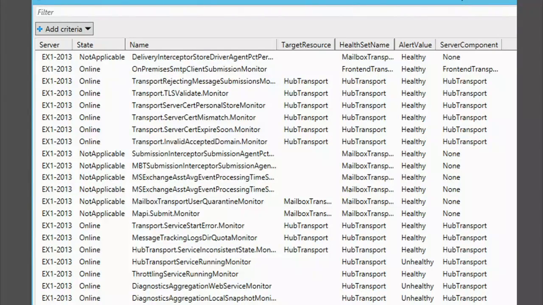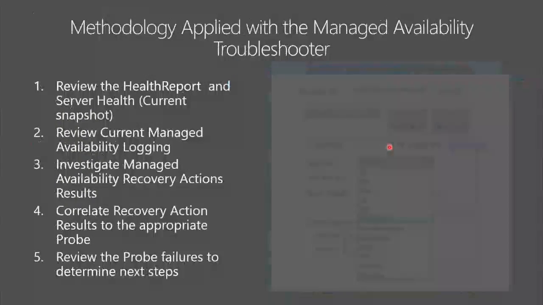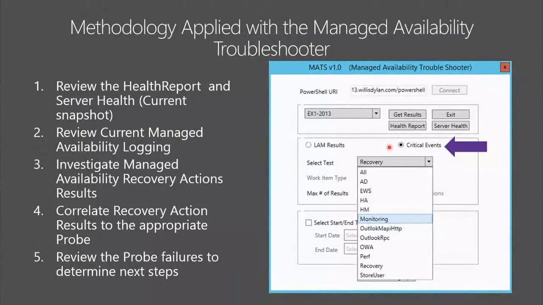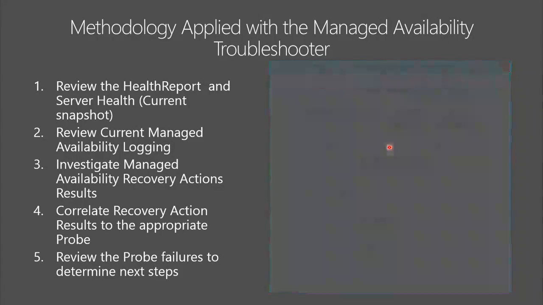So after I get a handle of Get Health Report and Get Server Health, I kind of know somewhat what's going on, but I don't have a clear picture yet. So this is where I'm going to start looking at Get Critical Events. And Get Critical Events, like I mentioned before, this is the monitoring piece of it. So this is actually looking at that Crimson Channel Active Manager, Managed Availability Active Monitoring log.